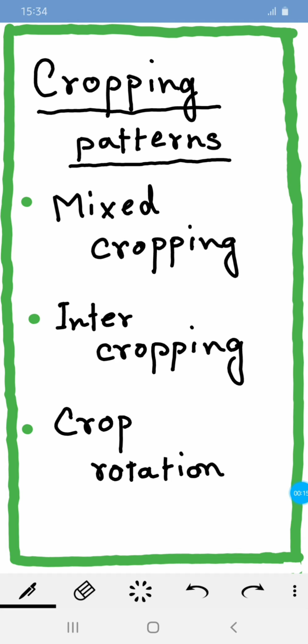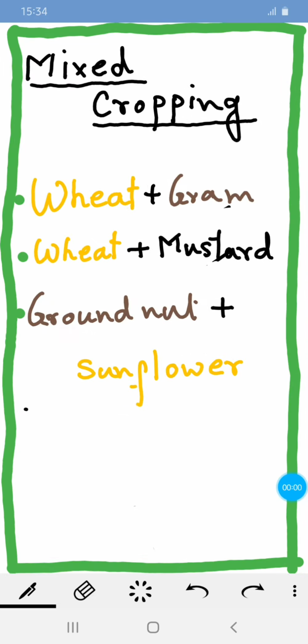What is mixed cropping? Mixed cropping is growing two or more crops simultaneously on the same piece of land. For example, wheat can be grown with gram or mustard, and groundnut can be grown with sunflower. That is, two different types of crops are grown together on the same piece of land. What is the advantage? This reduces risk and gives some insurance against failure of one of the crops.